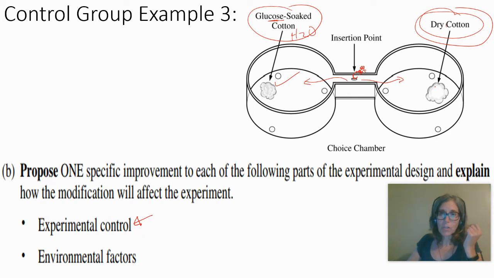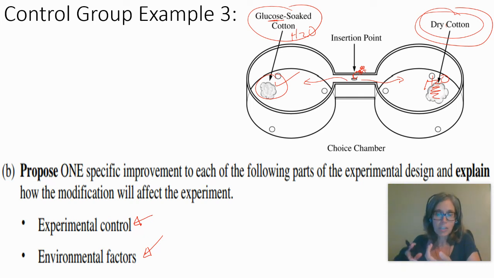So if you soaked this cotton in water instead, now we would know if the fruit flies come over here that they're sensing the glucose, not the water. Then we would know that the fruit flies can sense glucose, right? And then environmental factors, explain how modification of environmental factors will help. So you come up with whatever is reasonable here. Like maybe we have the same amount of sunlight in each side.